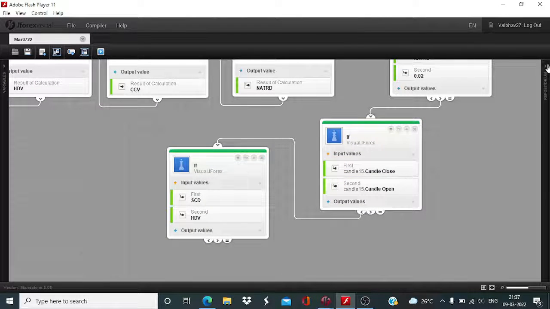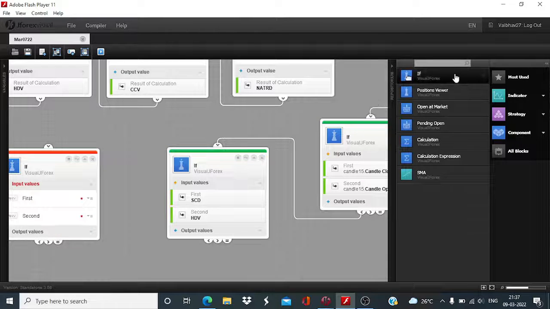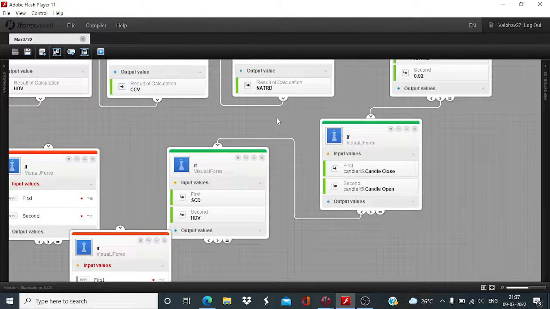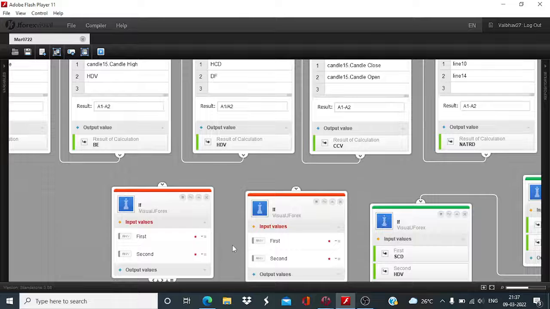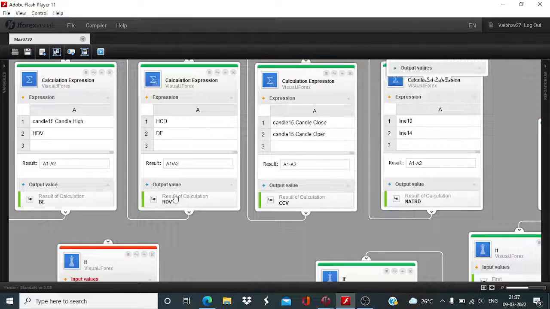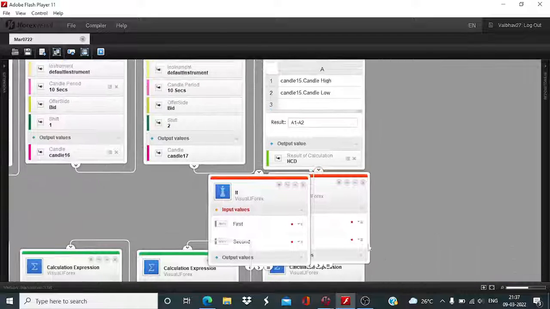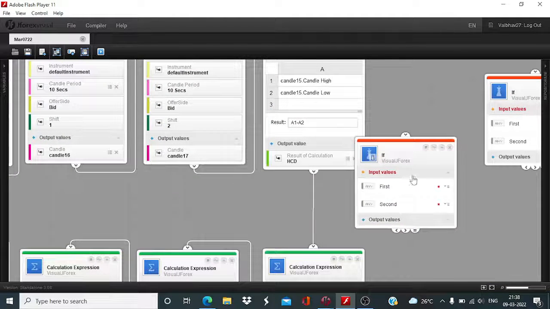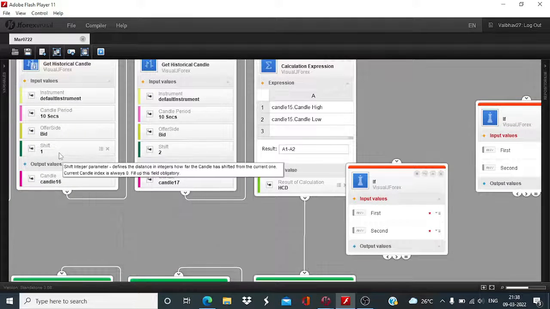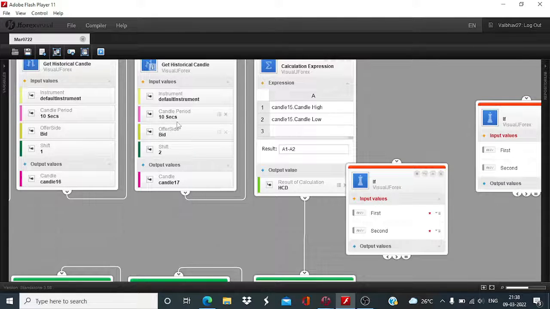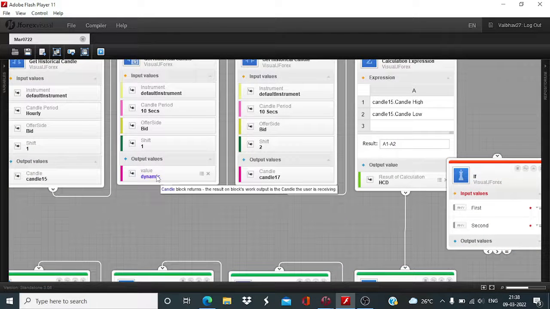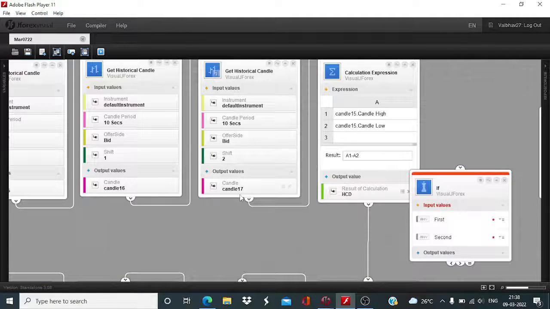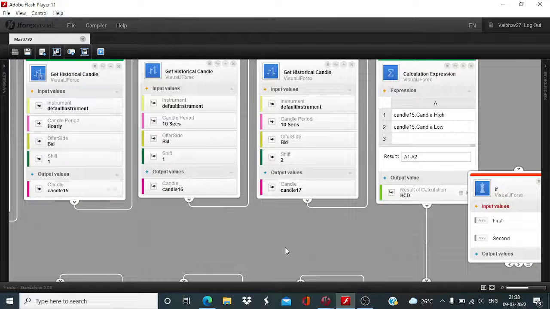Okay, and with these conditions in place, all we have to do is add two more if blocks to define the exact entry point, which is the last hour's closing value, and then when the price starts to dip below that value, the initiation will happen. So for that we have to compare the closing value of the candle 15 with closing values of candle 16 and candle 17 respectively. Two blocks have the shift value of 1 and 2 with the candle period of 10 seconds each. So we need to make sure that the candle 16 candle close is below candle 15 candle close, whereas candle 17 candle close was above the candle 15 candle close.